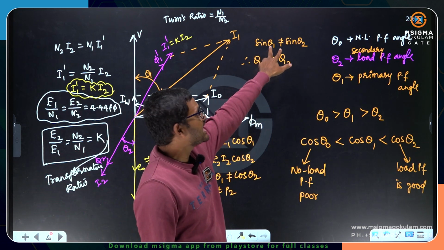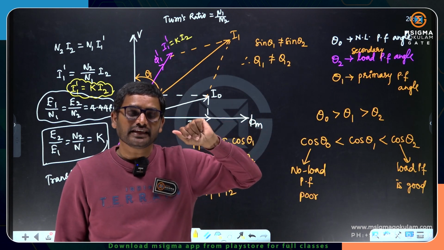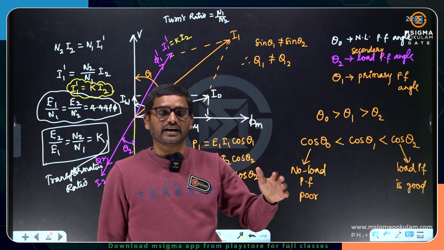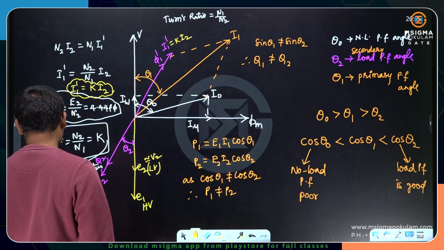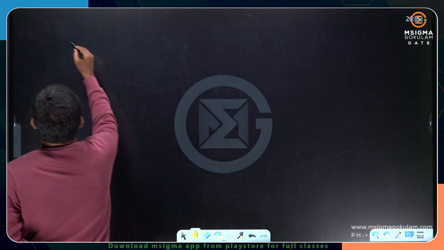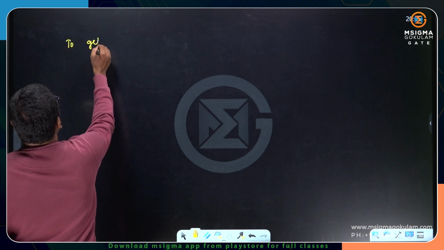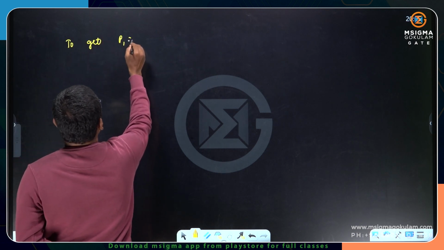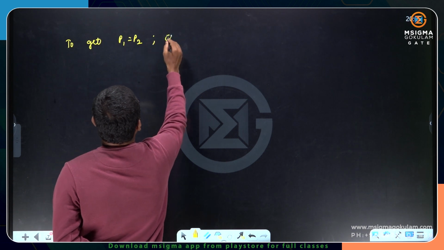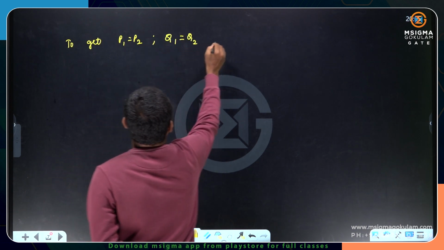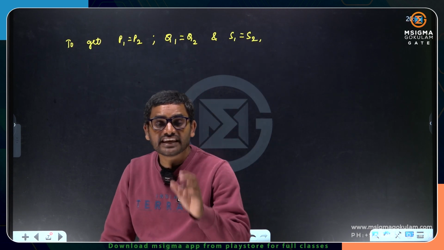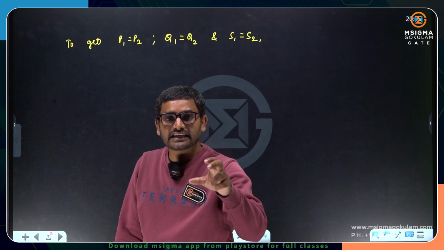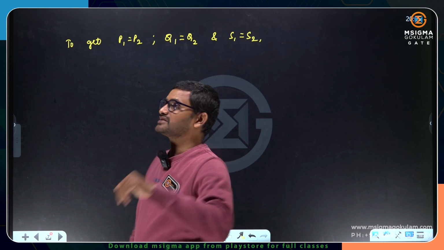If thetas are equal, then I can make the transformer a constant active power, constant reactive power, constant apparent power device. How can you make thetas equal? To get P1 equals P2, Q1 equals Q2, and S1 equals S2, we need the primary power factor angle and secondary power factor angle to be the same.